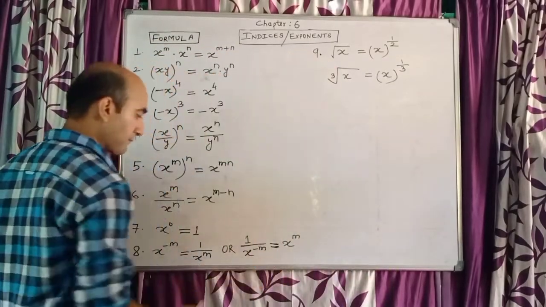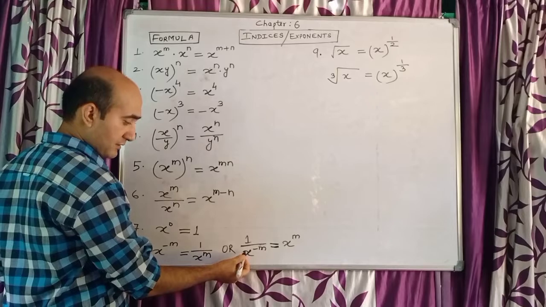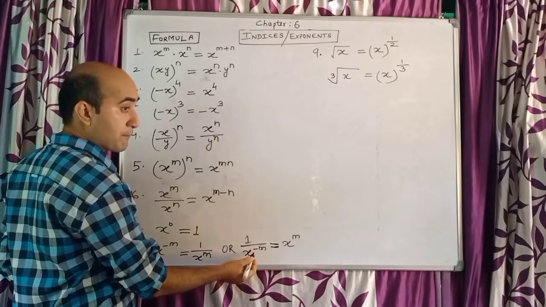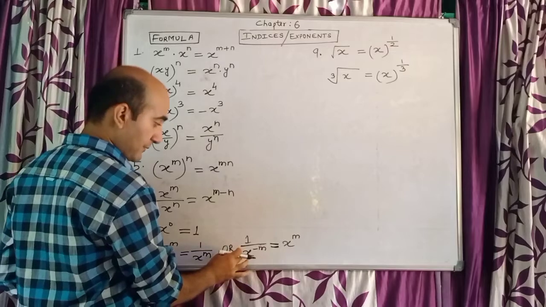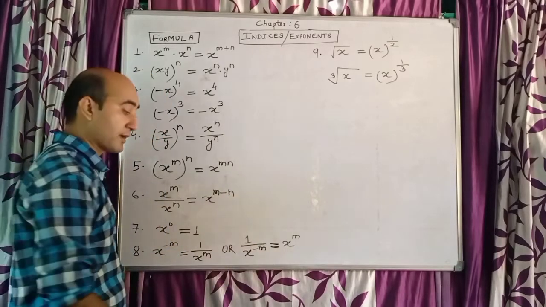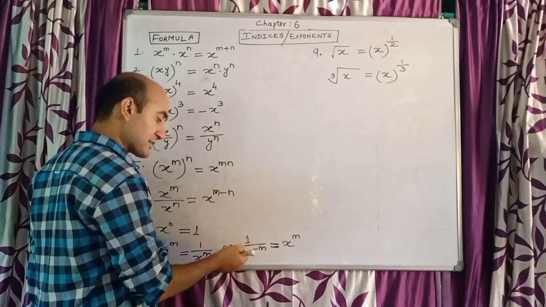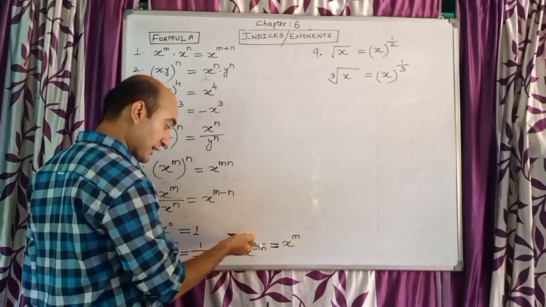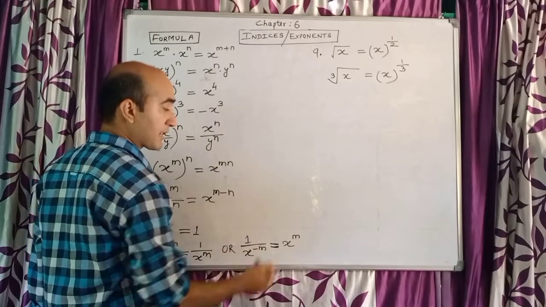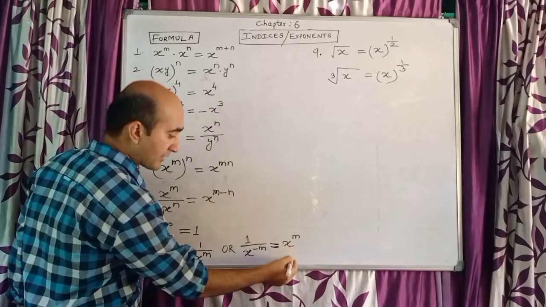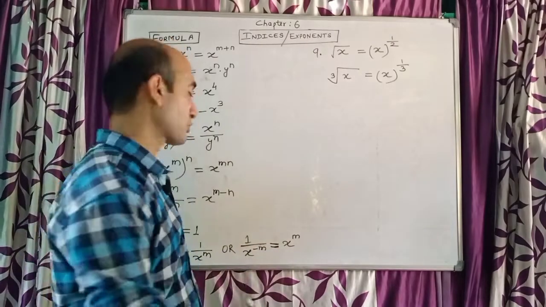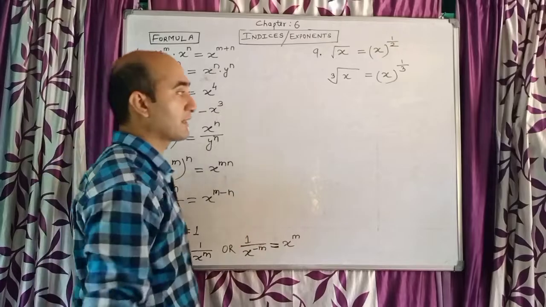Another of the same type, suppose 1 by x to the power minus m. Suppose there is a minus power in the denominator, then I have to make it a positive power. At that time you just take the denominator to the numerator and bring the numerator to the denominator, and your result will be x to the power m. Actually there is a 1 below this, but we don't write 1. So our result will be x to the power m.